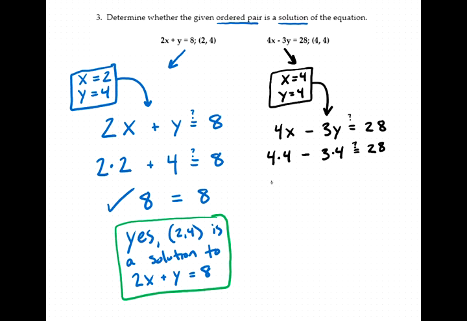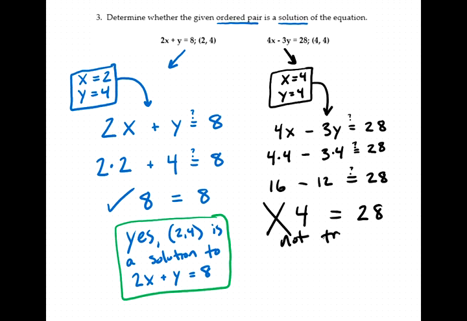So 4 times 4 is 16. 3 times 4 is 12. And if we take 16 minus 12, we get 4. So we get the statement 4 is equal to 28. Well, is 4 equal to 28? No, absolutely not. 4 and 28 are 2 different numbers. So 4 equals 28. That is a false statement. So no, that's not true. So we would say no.